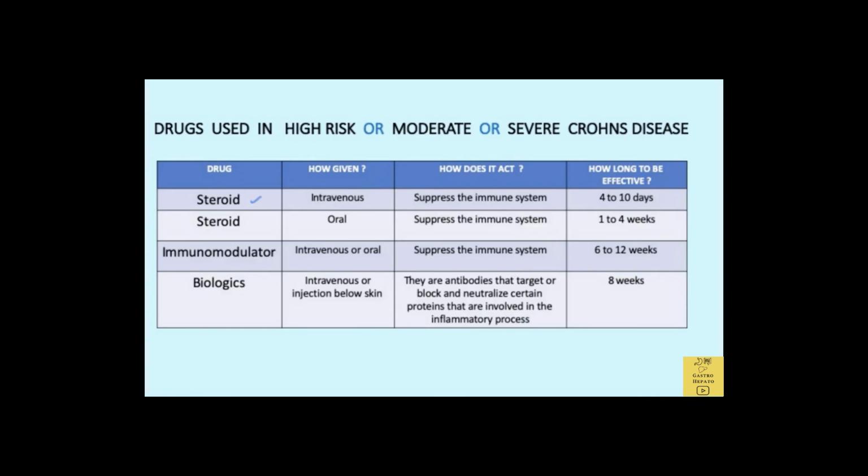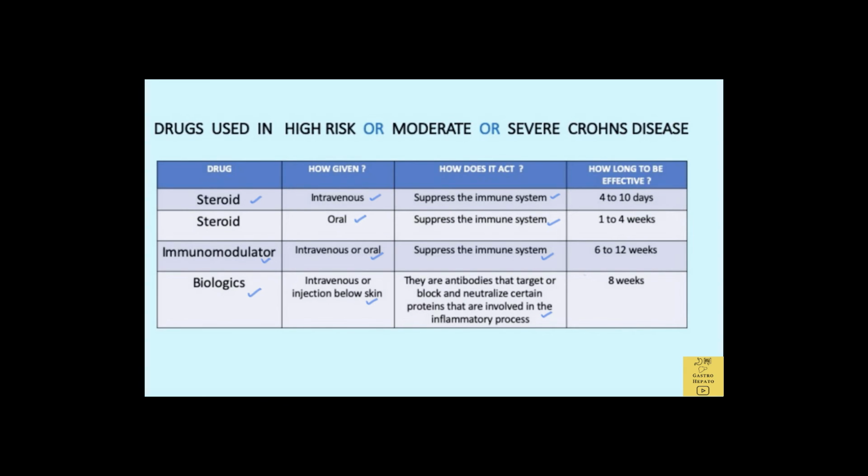Steroids can be given either intravenously or high-dose oral. Steroids suppress the immune system. Immunomodulators are given either intravenously or orally, and they also suppress the immune system. Biologics are given either intravenously or an injection below the skin. They are antibodies that target or block and neutralize certain proteins that are involved in the inflammatory process.